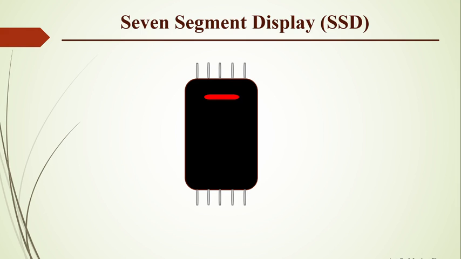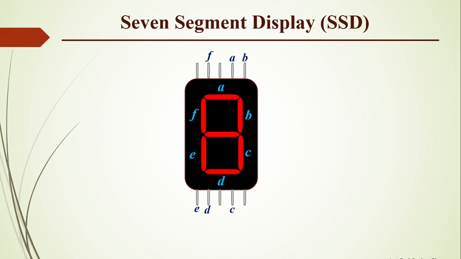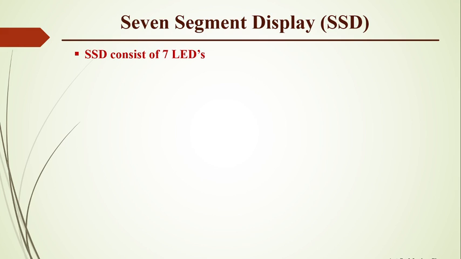In this display there are 7 segments or 7 LEDs present, and these are the segments A, B, C, D, E, F and G, and these are the respective pins used to connect this 7 segment display. There is 1 decimal point to represent fraction numbers, and common pins are there. This 7 segment display consists of 7 LEDs, and it has 2 types.